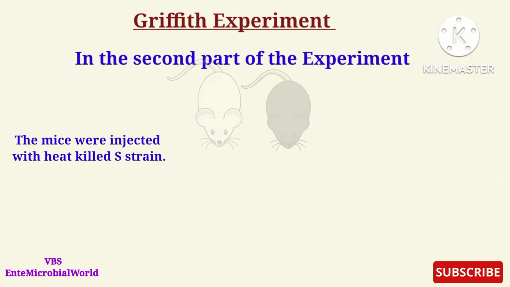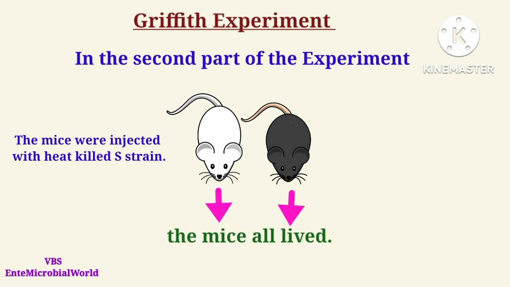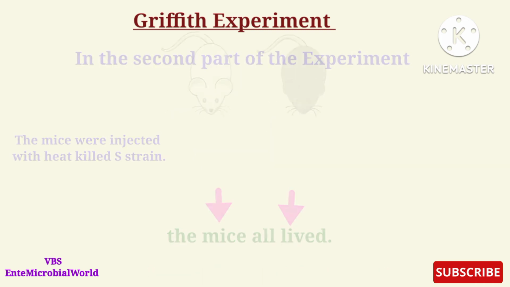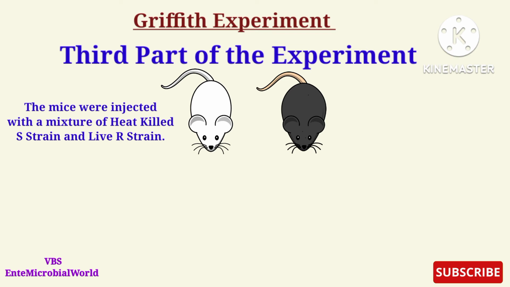In the next part of the experiment, the mice were injected with heat-killed S strain. The mice all lived. Here also we know the reason, because he used heat-killed virulent strain. In the third part of the experiment, the mice were injected with a mixture of killed S strain and live R strain.